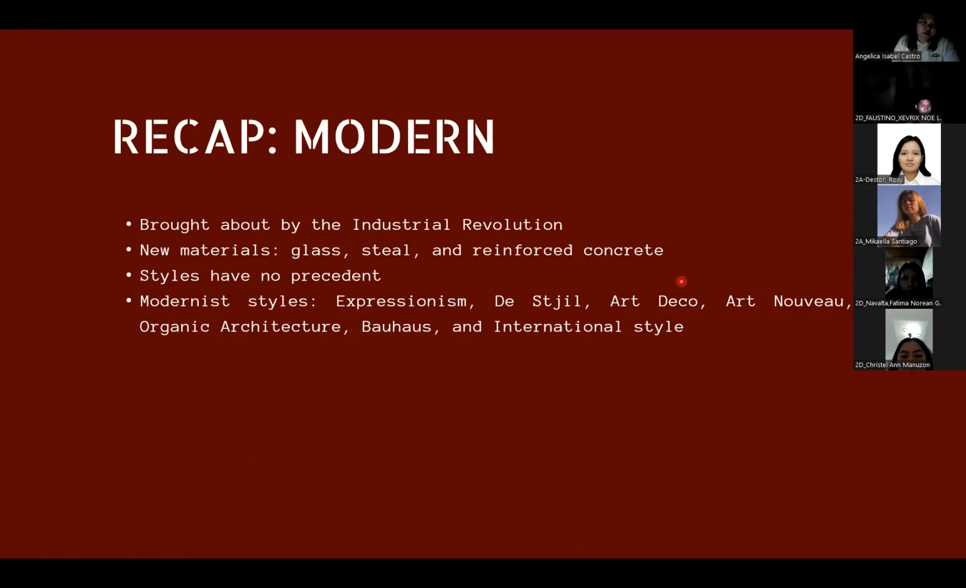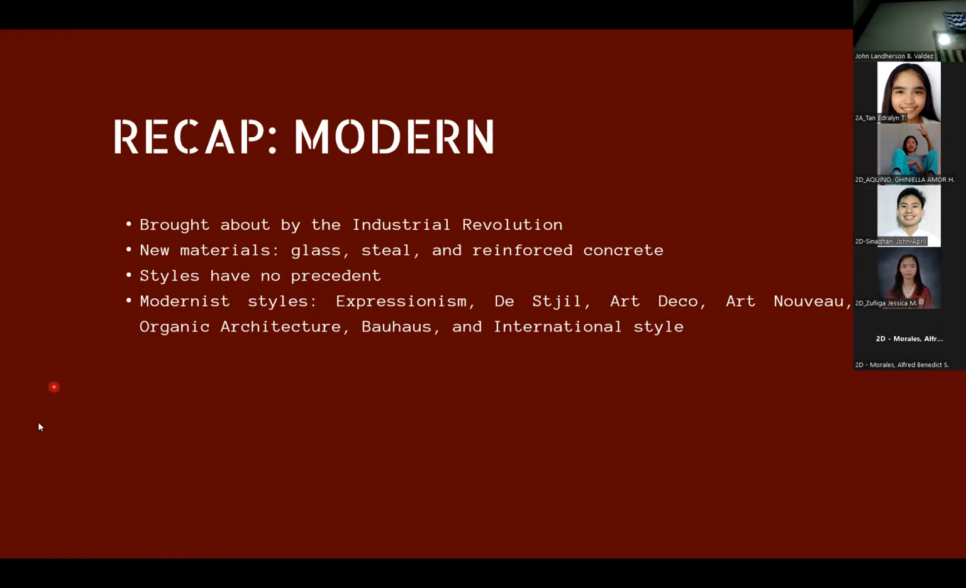So, recap of the modern architecture: it was brought about by the Industrial Revolution, new materials such as glass, steel. Sorry for the typo, I will edit the slides kasi nanonood ako ng news niyan and it's all about thieves and steel, mga ninakaw, mga smuggle sa Philippines. Sorry. So glass, steel, and reinforced concrete. So styles have no precedent. Again, hindi na siya naka-base sa Greco-Roman or sa mga revivalist era. Modernist style, expressionism, De Stijl, Art Deco, Art Nouveau, organic architecture, Bauhaus, and international style.